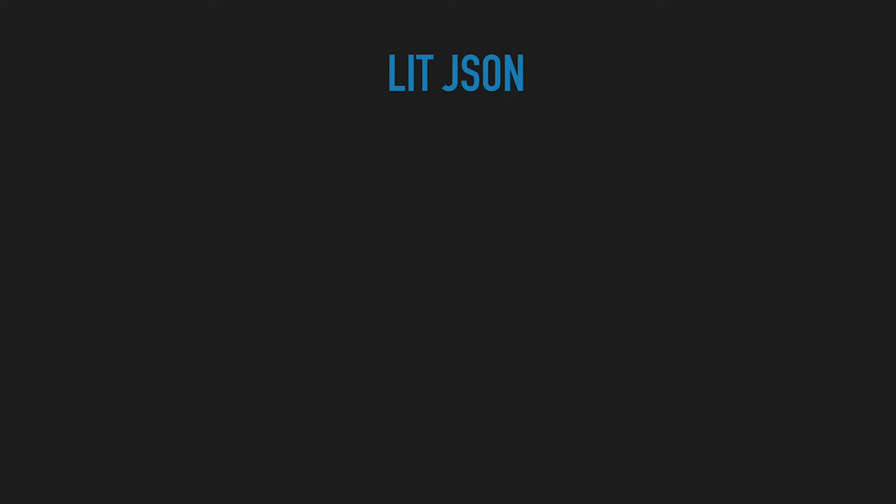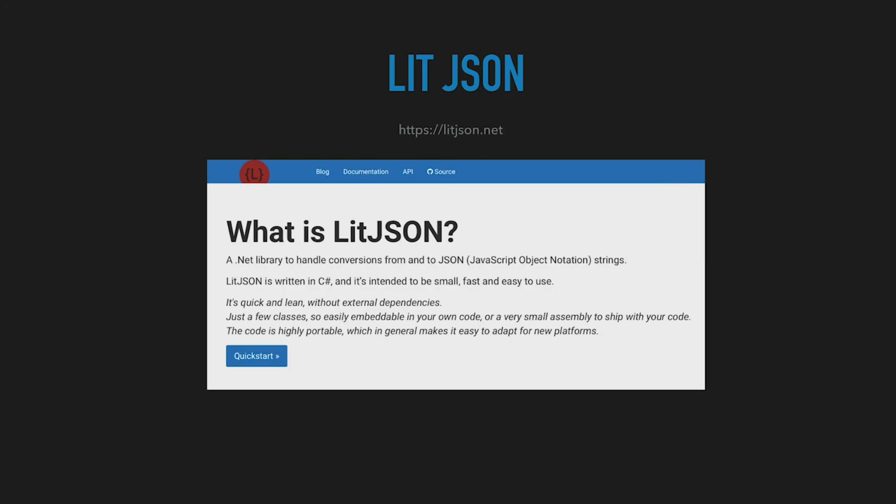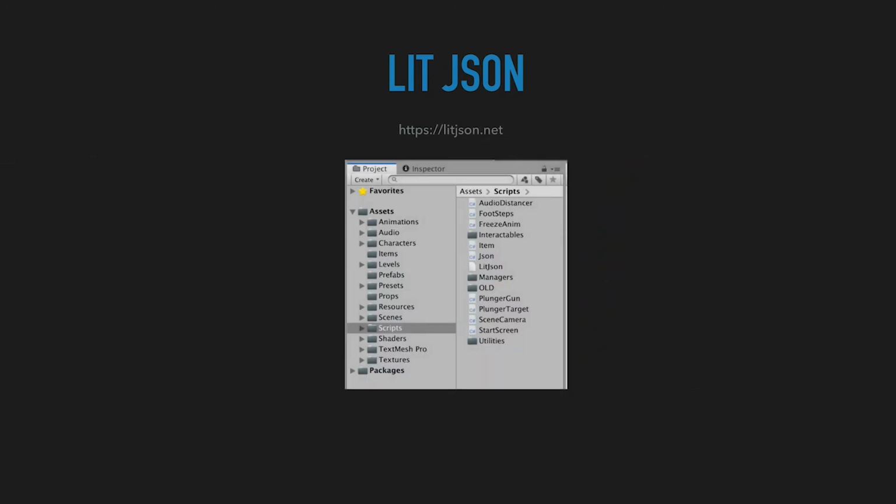I am using litJson. If you want to follow my example, you need to download the litJson file and include it into your project. You can find it at litjson.net. It's basically a library that we use to convert text to JSON or JSON to text. Once downloaded, just add it to your project. I added it to the script folders in assets.